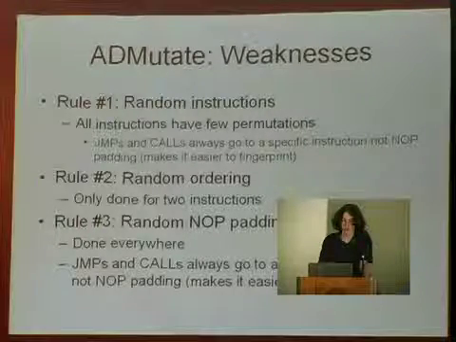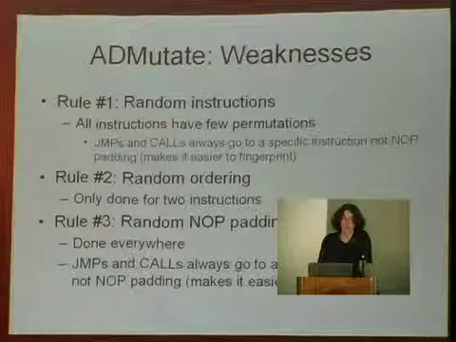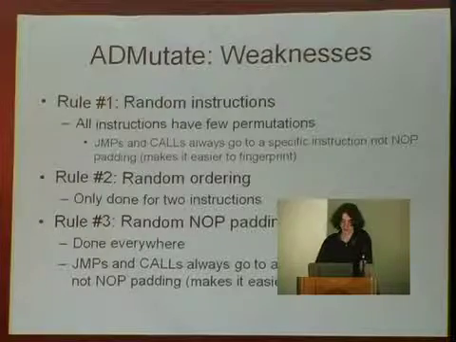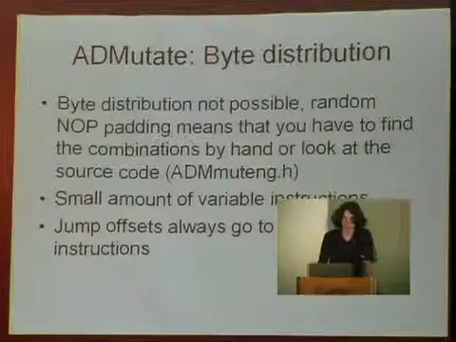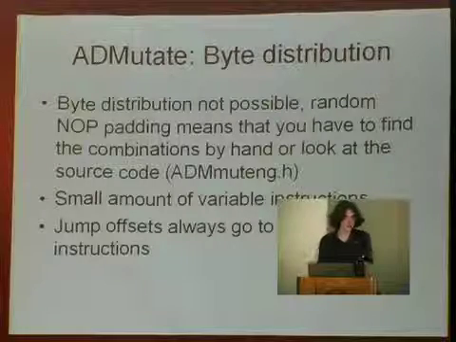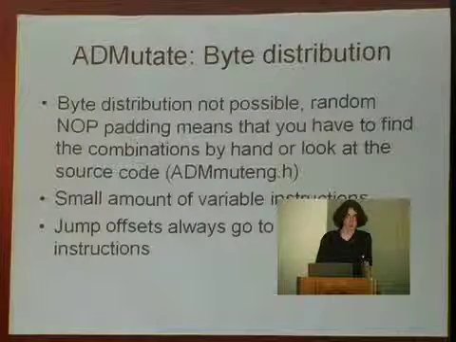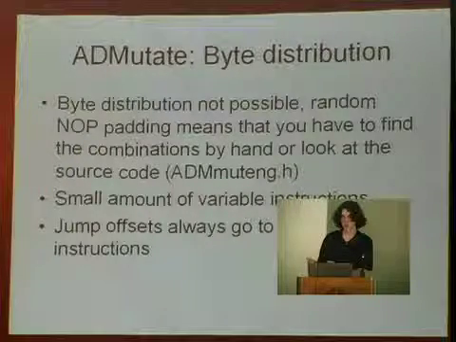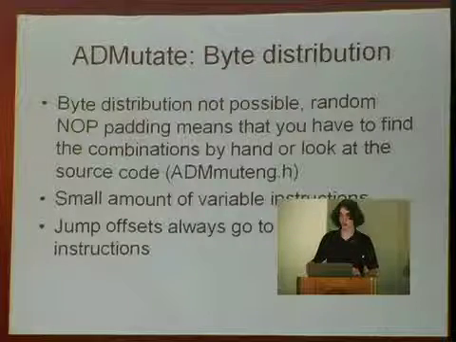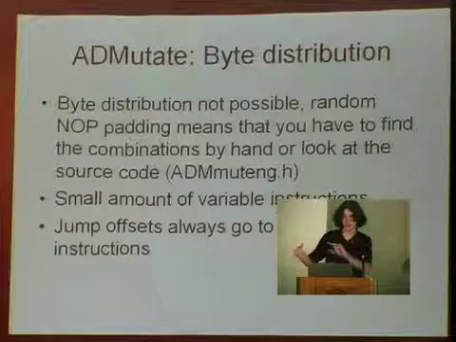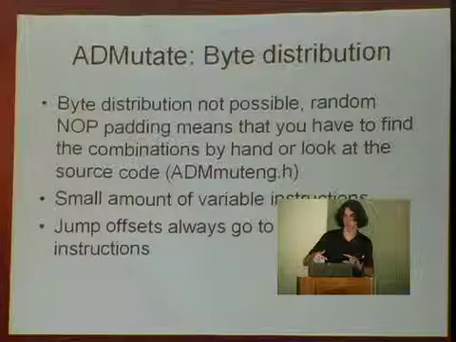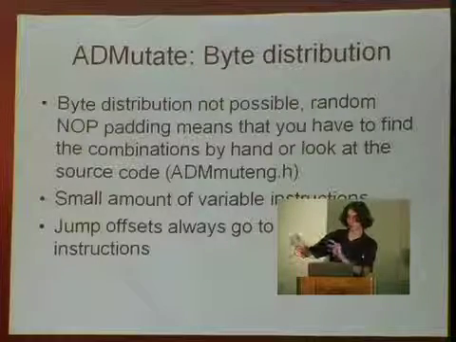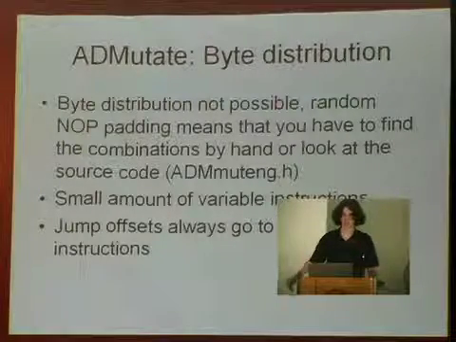And for rule number 3, random NOP padding, it's done everywhere. So this makes it considerably harder because now we have NOPs everywhere and it's much harder to analyze. Byte distribution isn't possible. Random NOP padding means that every single ADMmutate encoder is going to be of a different size. And because it's of a different size, for example, it's 81 bytes or 82 bytes or 83 bytes, that means that our Perl regular expression has to be fitted to each single size. So we have to have an 81 byte ADMmutate fingerprint, and an 82 byte ADMmutate fingerprint, and an 83 byte ADMmutate fingerprint. So this really isn't that useful.